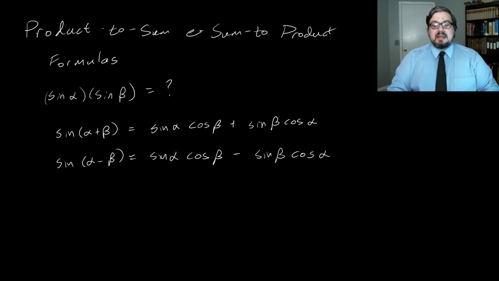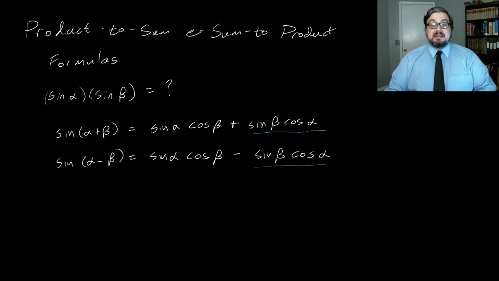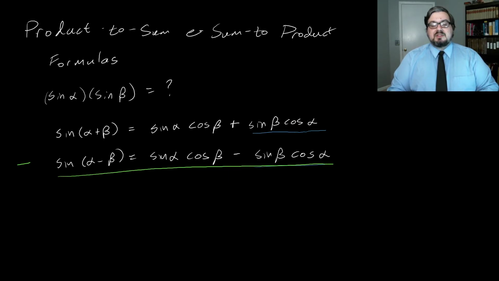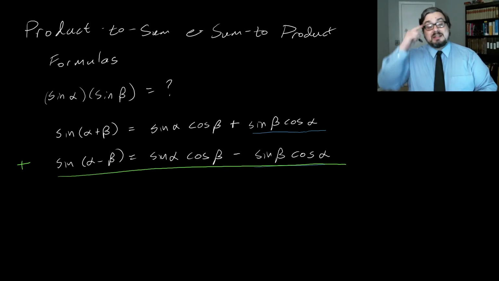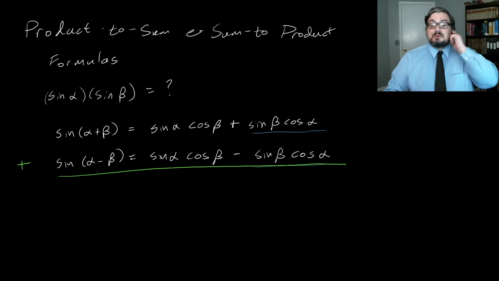Now, the thing that we're going to take advantage of is the fact that these two terms appear with opposite signs in these two expressions. So what we are going to do is add these equations to one another. We're going to take sine of alpha plus beta, add it to sine of alpha minus beta, and those two terms at the end, the sine beta cosine alpha, are going to cancel out. So let's see what happens when we do that.